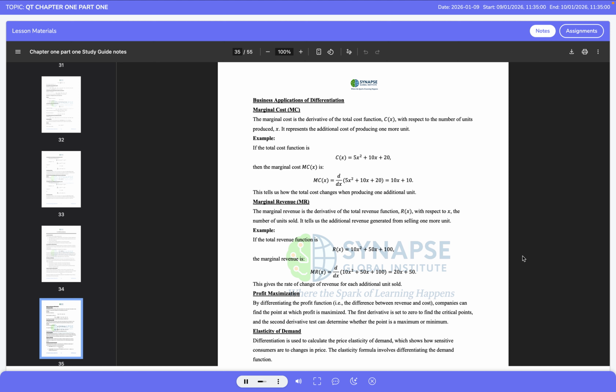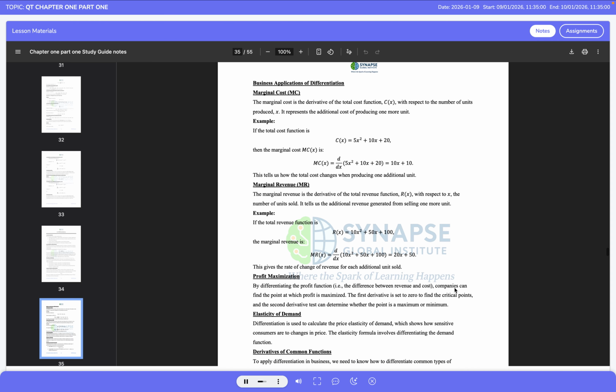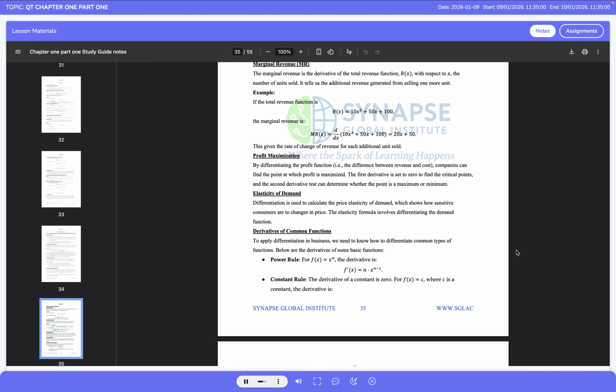Differentiation is also central to profit maximization. Profit is defined as revenue minus cost, and by differentiating the profit function and setting the derivative equal to 0, firms can find critical points where profit may be maximized or minimized. The second derivative test is then used to determine whether a critical point corresponds to a maximum or a minimum. Differentiation is also used in elasticity of demand analysis, where the sensitivity of quantity demanded to changes in price is measured using derivatives of the demand function.